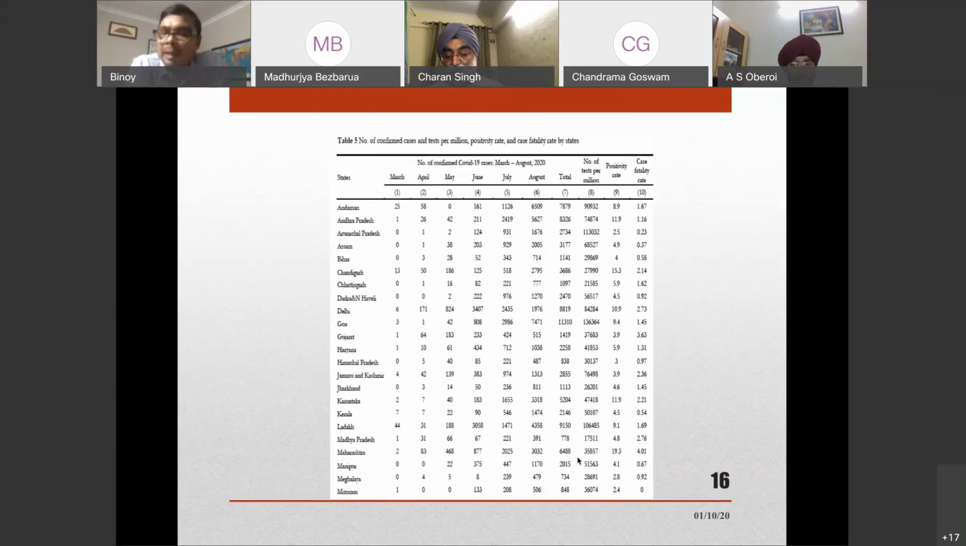So there are few states where, I don't know if I can say that they have conducted sufficient tests, but the numbers are relatively higher. But there are many states where the efforts probably are not up to the mark if we look at the number of tests conducted per million.